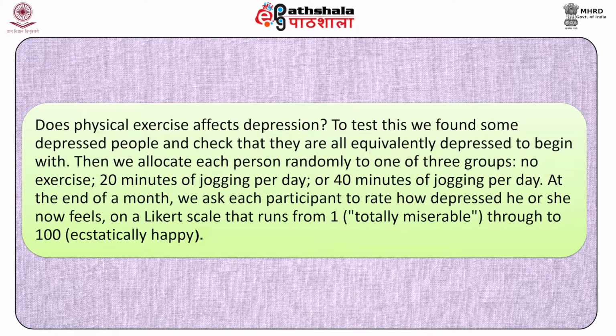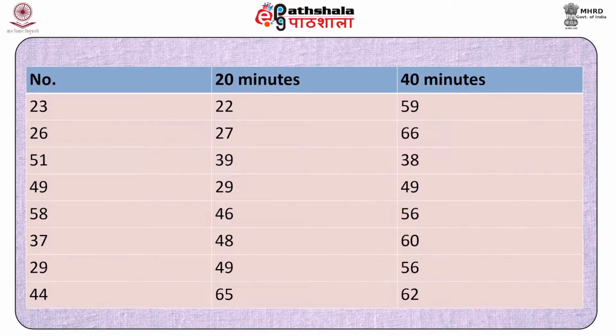Then we allocate each person randomly to one of the three groups: no exercise, 20 minutes of jogging per day, or 40 minutes of jogging per day. At the end of the month, we ask each participant to rate how depressed he or she now feels, on a Likert scale that runs from 1, which is totally miserable, through 200, ecstatically happy.